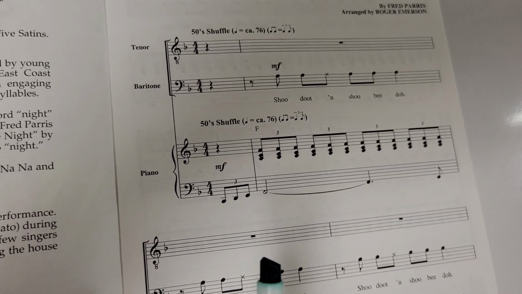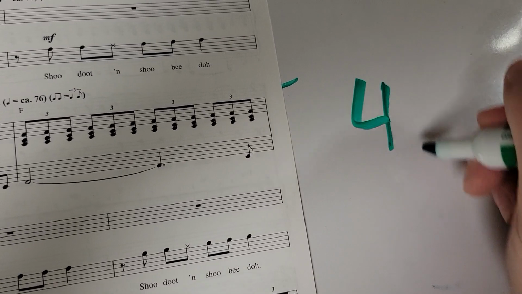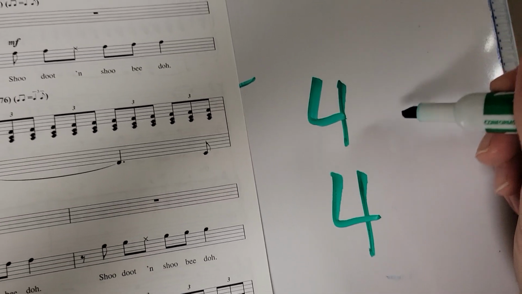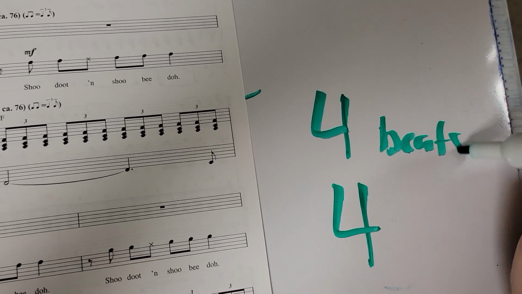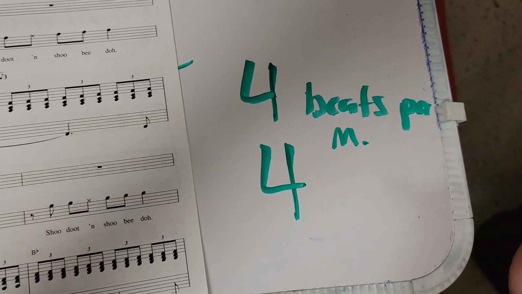Now the top number means how many beats per measure. Right here we had 4, 4. So that means that there are going to be 4 beats per measure. I'll put M for measure: beats per measure.